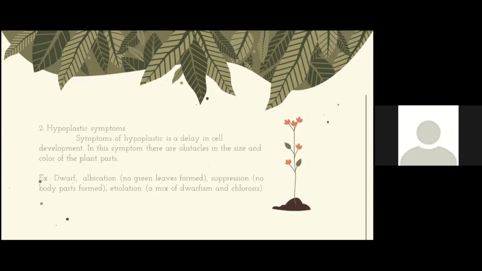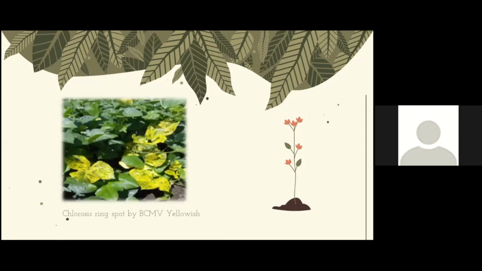Hypoplastic symptoms. Symptoms of hypoplastic is a delay in cell development. In this symptom, there are obstacles in the size and color of the plant part. Examples: dwarf, albication, no green leaves form, suppression, no body part forms, isolation, a mix of dwarfism and chlorosis. Next. This is a chlorosis ring spot by BCMV, yellowish.